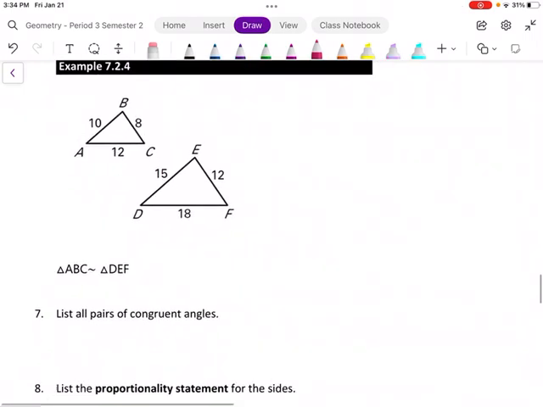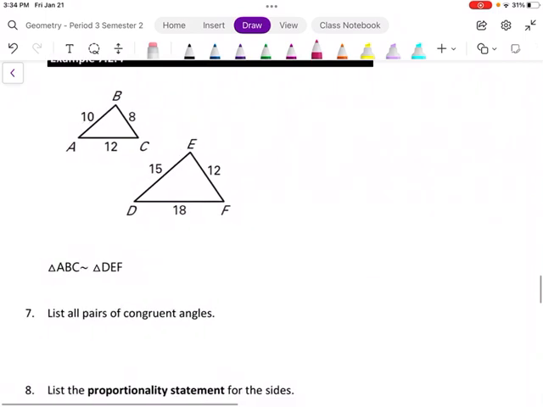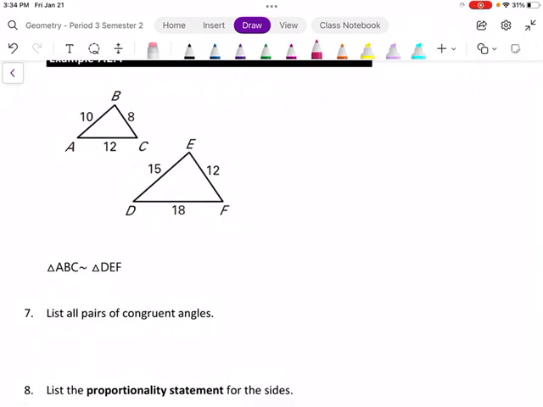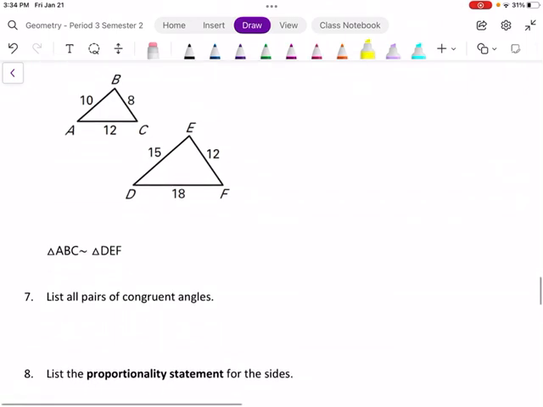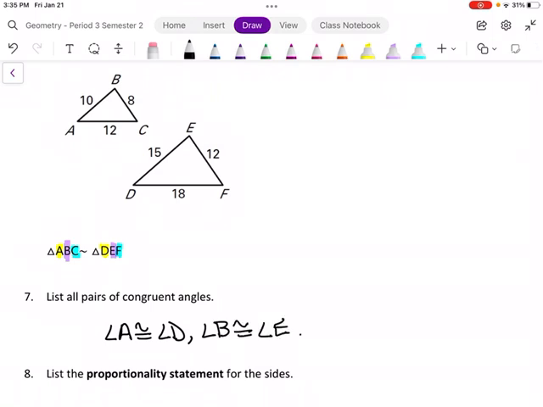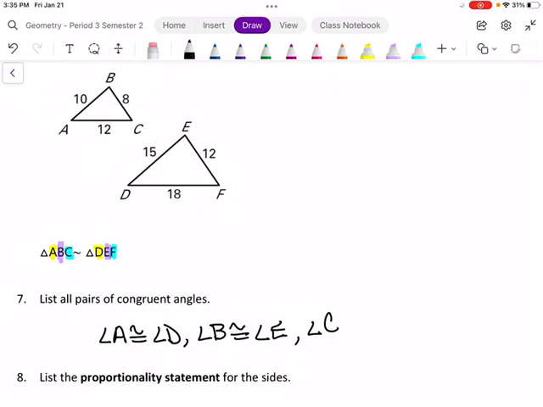So our next one, we're given that these two triangles are similar. We're going to list all the pairs of congruent angles. So just like with our congruent triangles, the congruent angles are going to be in the same location in the name. So the first ones are going to be congruent, the second ones, and then the third ones. So if we list those out, it's going to be angle A is congruent to angle D. Angle B is congruent to angle E. And angle C is congruent to angle F.